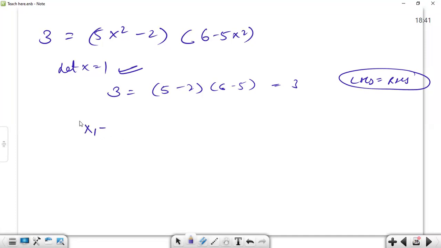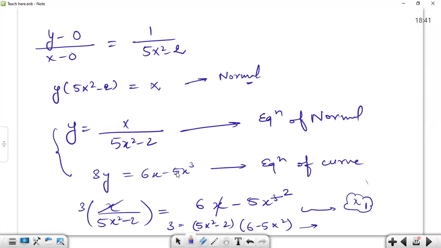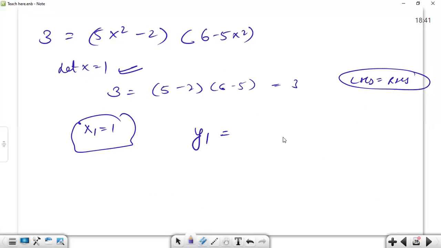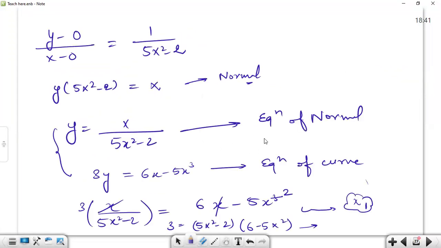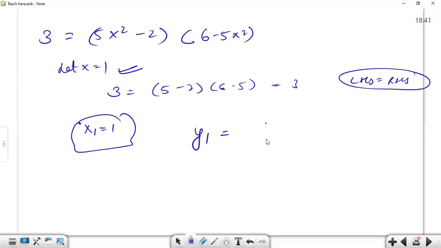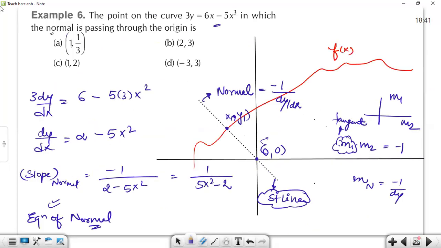So if we have x1 equal to 1 right now, we can find out the value of y1. We can just substitute the x value in any one of these equations. So let's do it with the first equation, x upon 5x squared minus 2. So 1 upon (5 times 1 minus 2). So basically it becomes 1 by 3. So now we have the point (1, 1 by 3). Let's check if it matches any option. Yes, it does. So A is the correct answer.